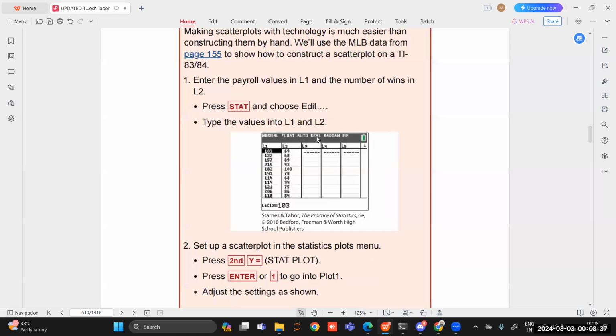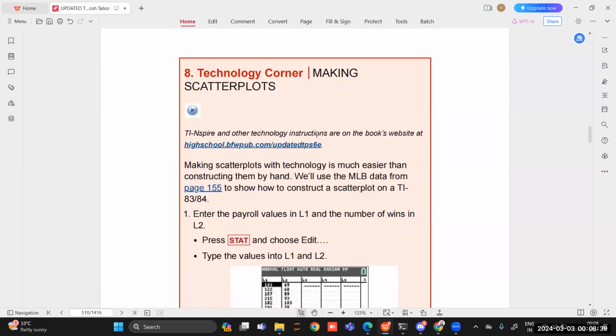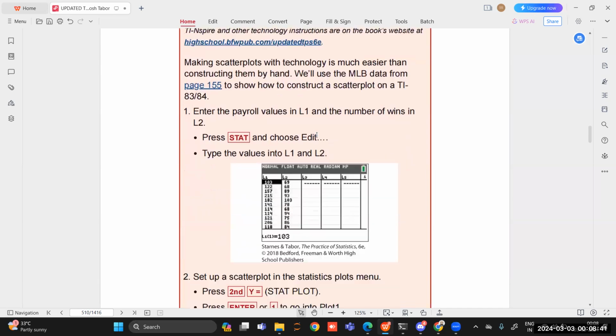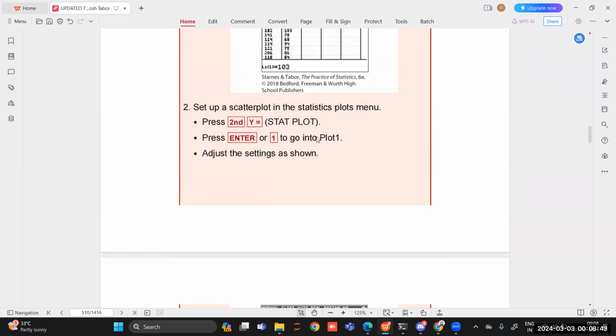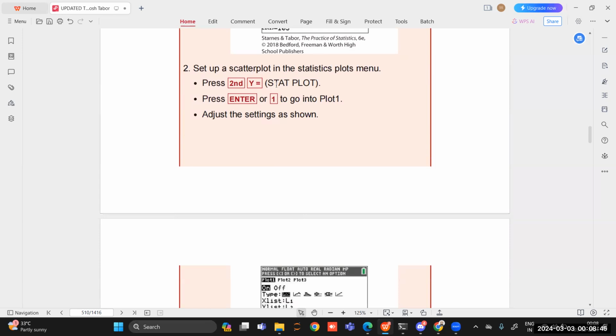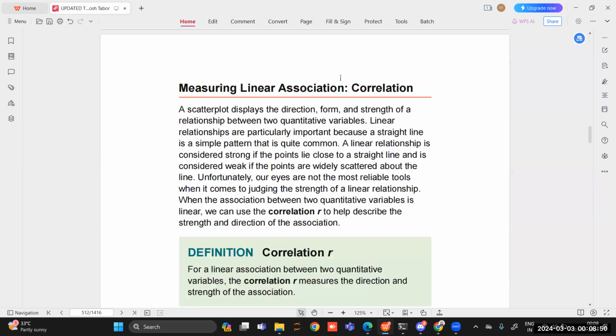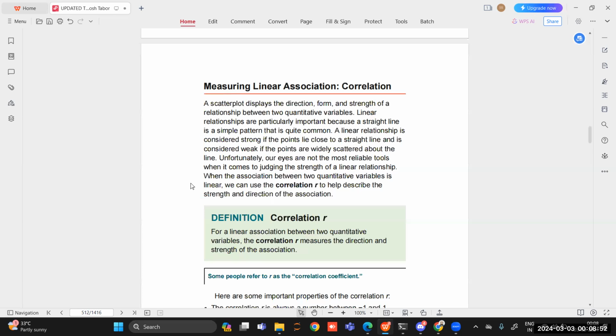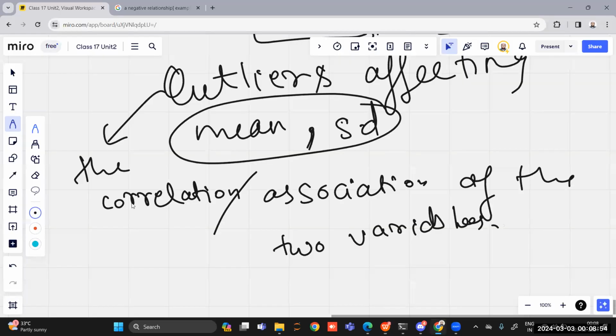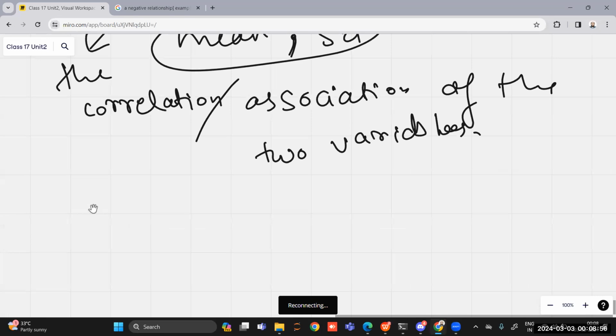So see, this is how you can do it in your operating system. The command is statplot. You can see it here and practice it on your software as well. Now there is measure of linear association. I'll write down the definition of it once more.